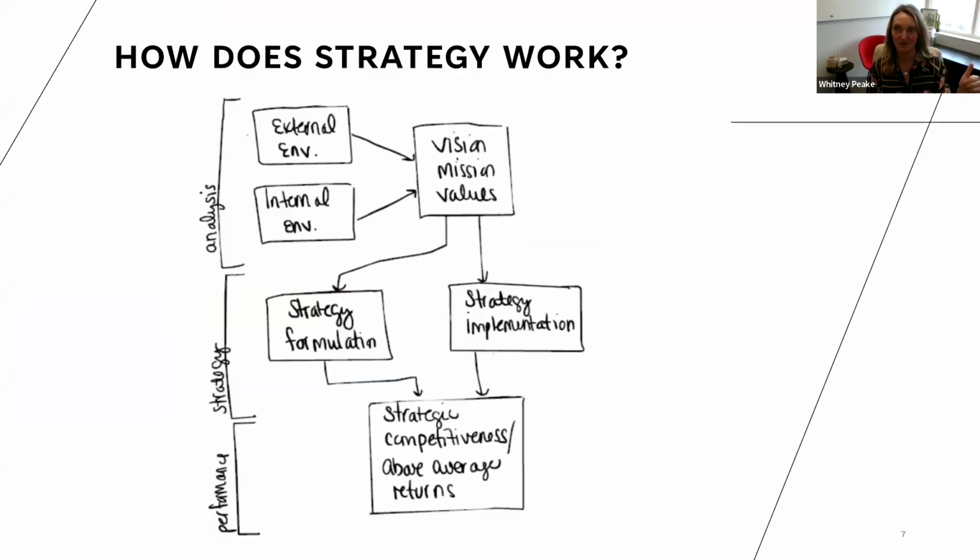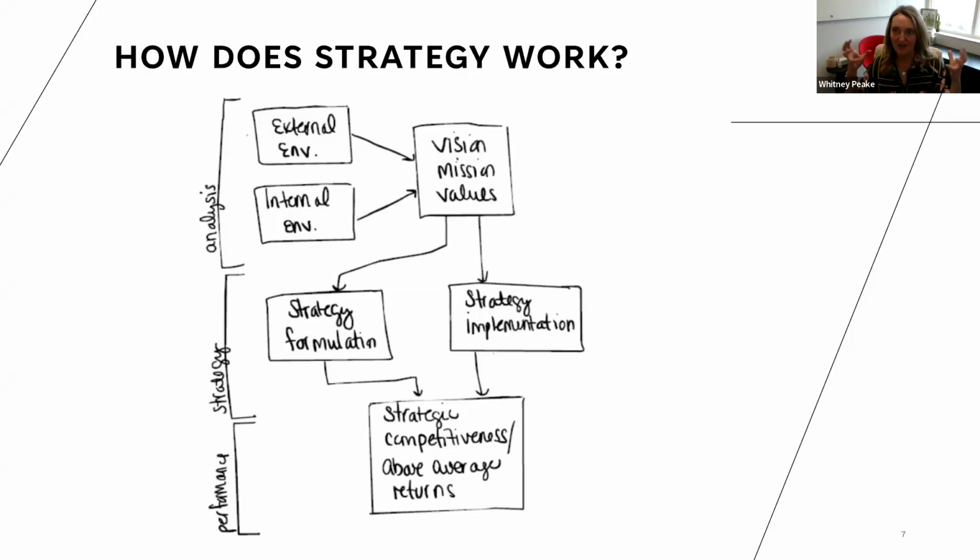So what does the external environment look like? Things like, what's the legal regulatory environment like? Or how is technology impacting a particular industry? Or how do shifting consumer taste and preferences impact an industry? And then we have to look at the internal environment. What are our resources? What are our capabilities? What are our strengths and weaknesses? And both of those things together are going to influence the vision, mission, and values of the firm.